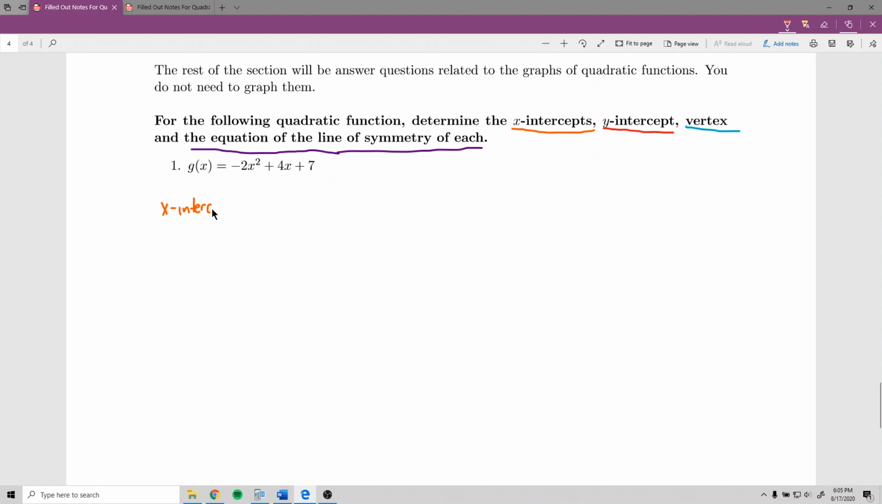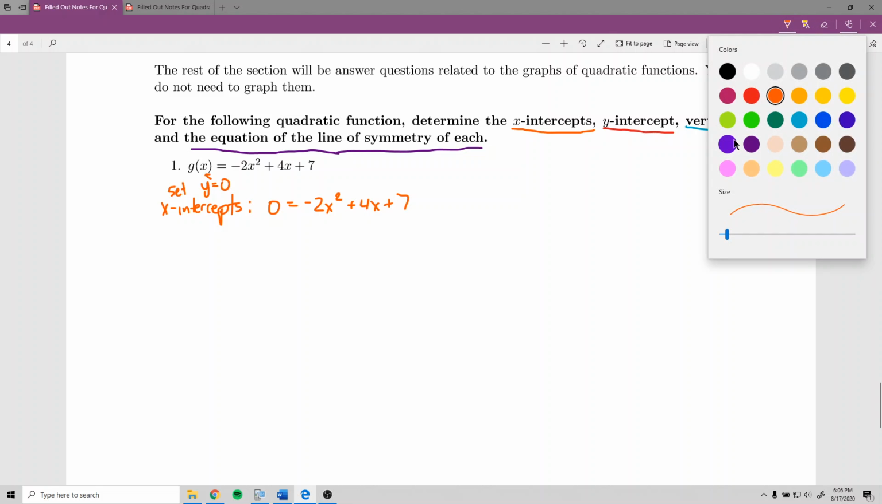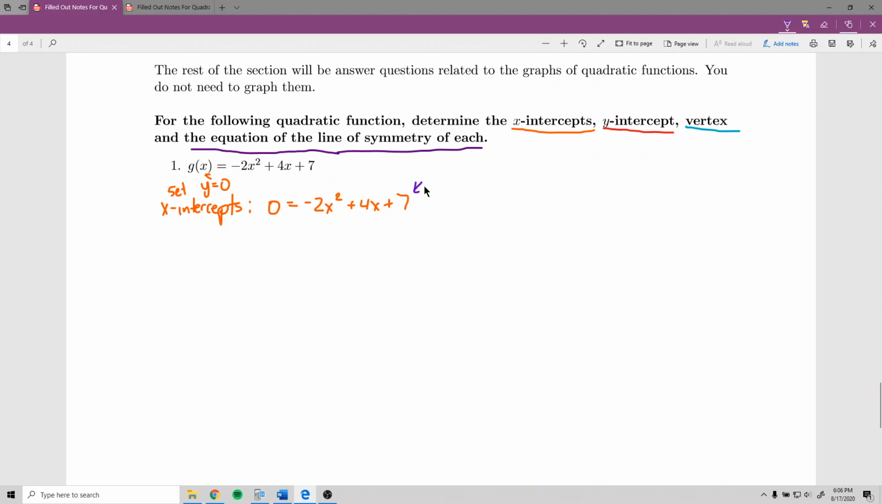Now, x-intercepts, this is usually where a lot of the work can come into play because of how you find x-intercepts. Remember, to find x-intercepts, we set y equal to 0, y being g of x, in this case, the name of the function. So we have 0 equals -2x squared plus 4x plus 7. And to get the x-intercepts, we have to solve this. But not for y, we want to solve for x.